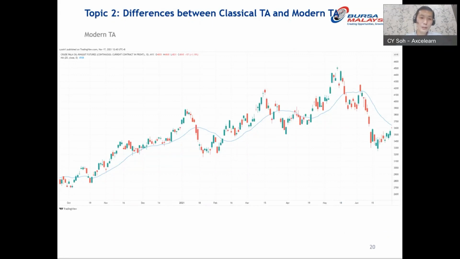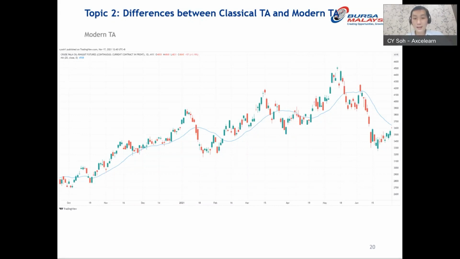Now, let's go through a very quick example on modern technical analysis. So here, this is a normal typical chart, right? And then a technical indicator comes in. Why technical indicators? Because in the olden days, technology was not so advanced, and computers were also not so advanced. So you needed to calculate all of these indicators, for example, moving average, every single day.